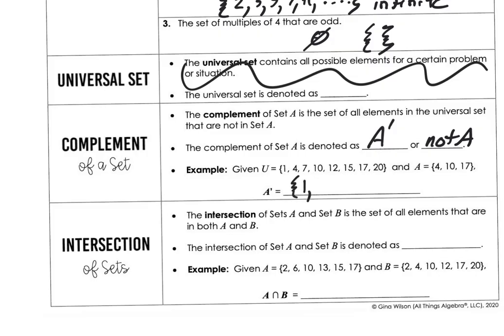So we would start with 1. 4 is in A, so we don't list 4. 7 is not. 10 is. 12 is not. 15 is not. And 20. So those are the numbers that are in this set, but not in A. So we just read this as not A. And we use the symbol because it's a little bit easier to do that rather than writing not A every time. We just know what that means.